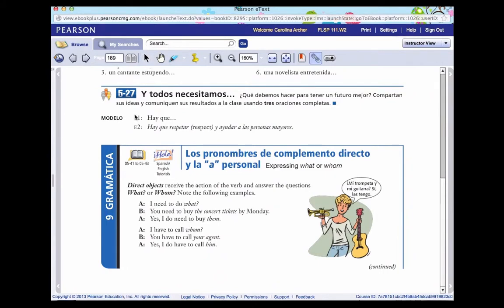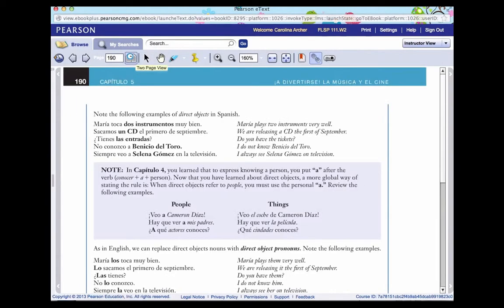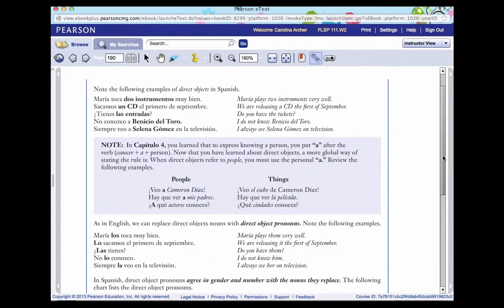But this is in English. What happens in Spanish? The same thing happens in Spanish. When we are replacing, that's why they're called pronouns, because they replace nouns.